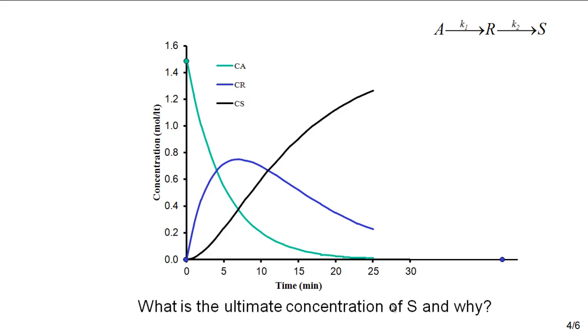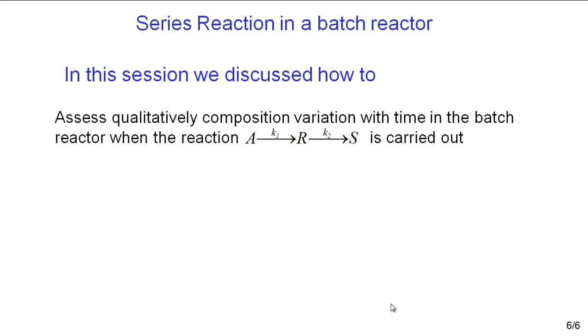One quiz question. What is the ultimate concentration of S and Y? Think and answer. In this session, we discussed how to assess qualitatively how composition varies with time in the batch reactor when the reaction A giving R giving S, that is series reaction, is carried out.